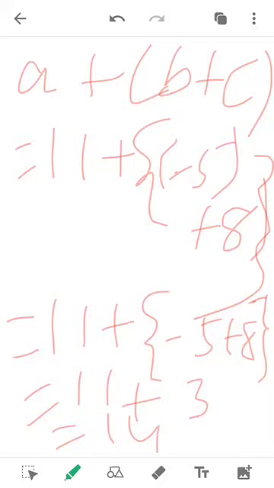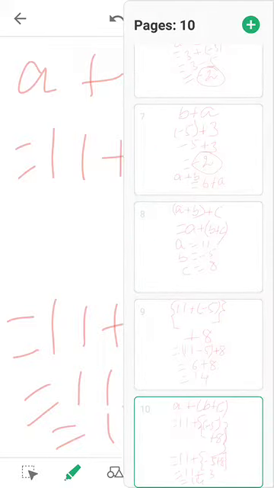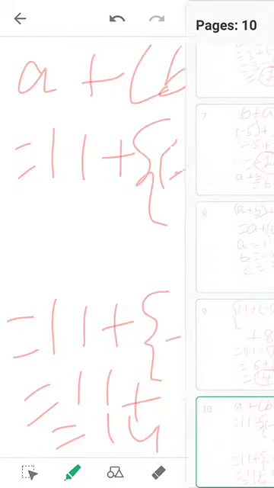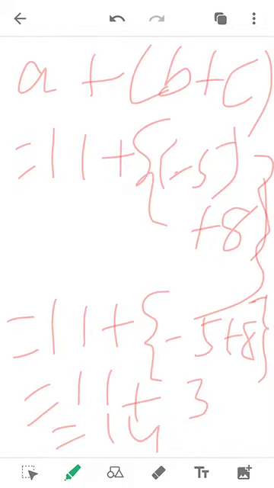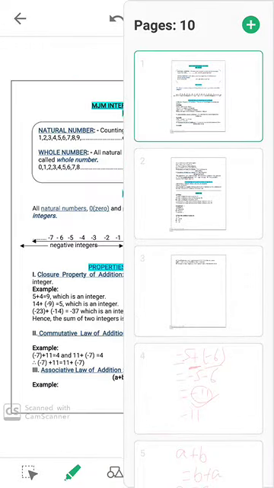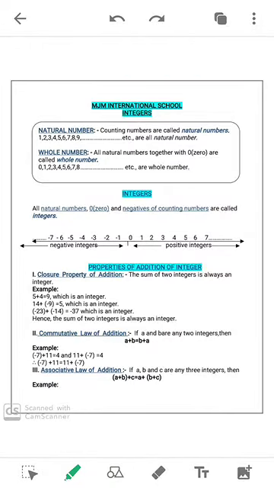Okay, we can see here one grouping gives 14, and the other grouping also gives 14. It means that associative law of addition holds this property: a plus b plus c is equal to a plus b plus c.